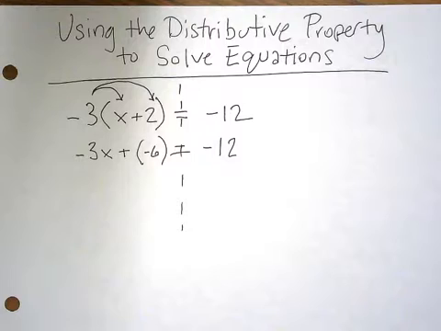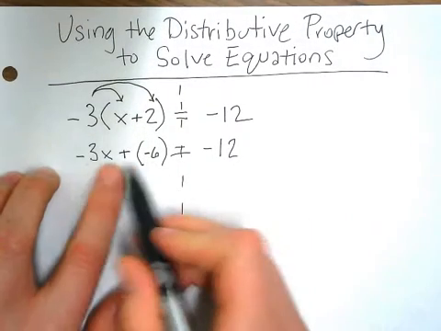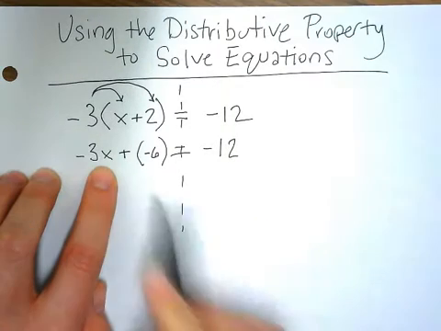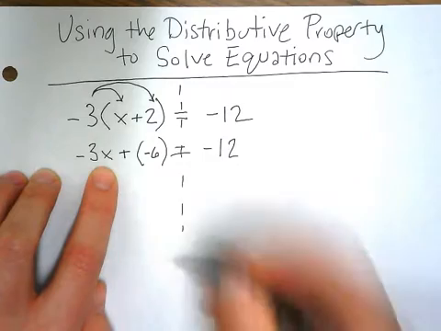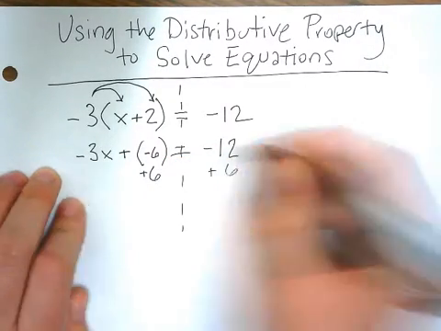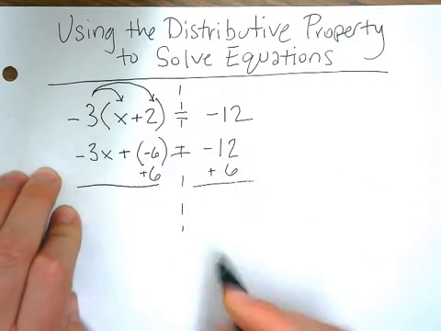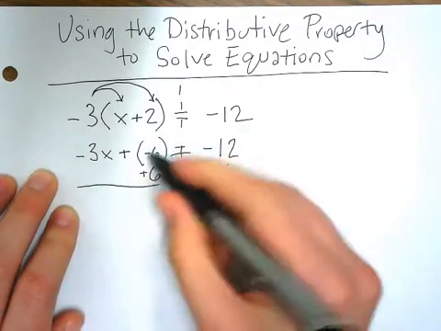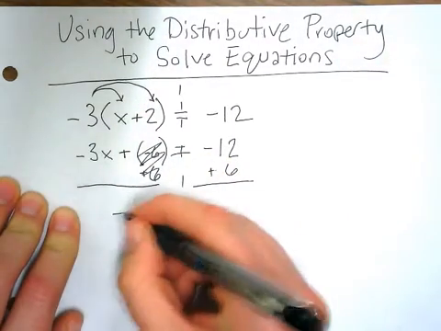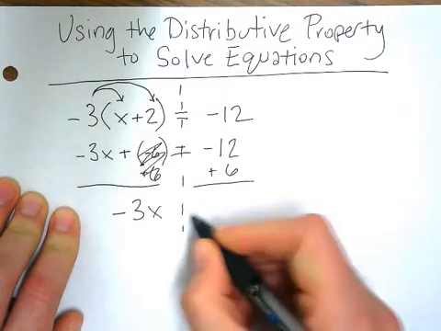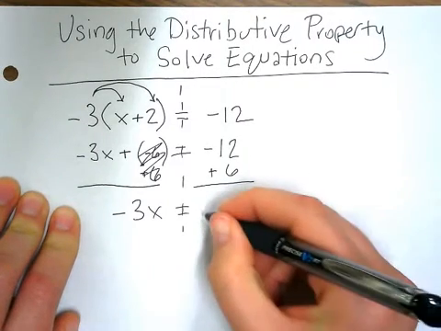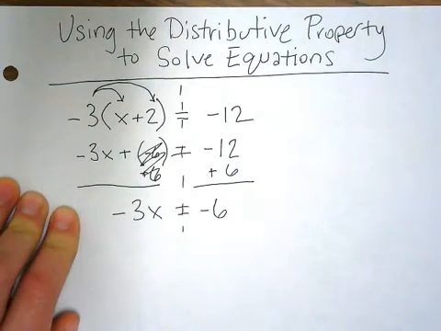Now this looks like an equation that I'm used to solving. I want to get these x's by themselves, so I need to get rid of this -6. To get rid of that -6, I'm going to add a +6 to both sides. -6 plus +6 equals 0. All I have left over is -3x. And -12 plus 6 equals -6.